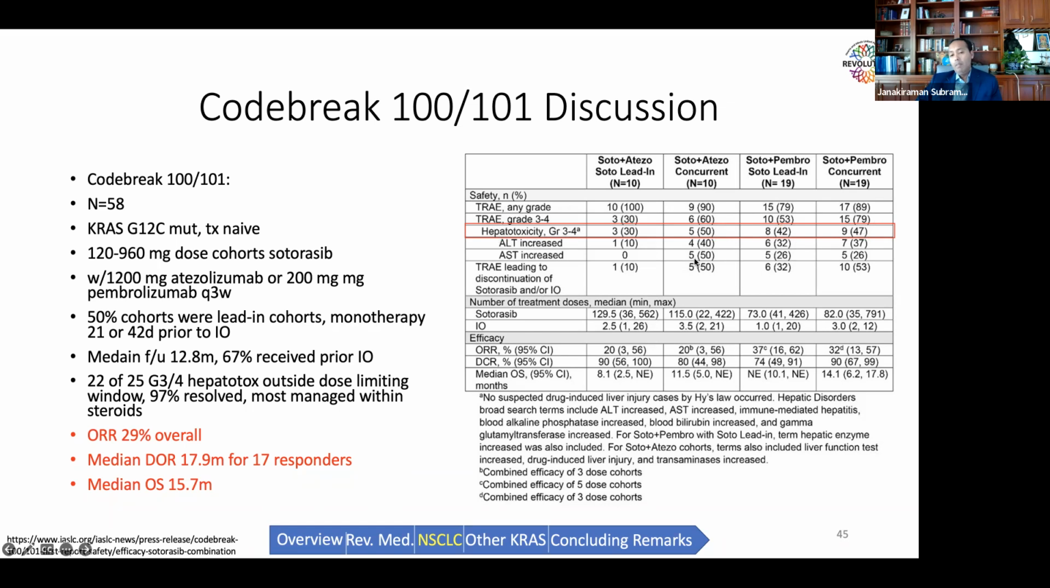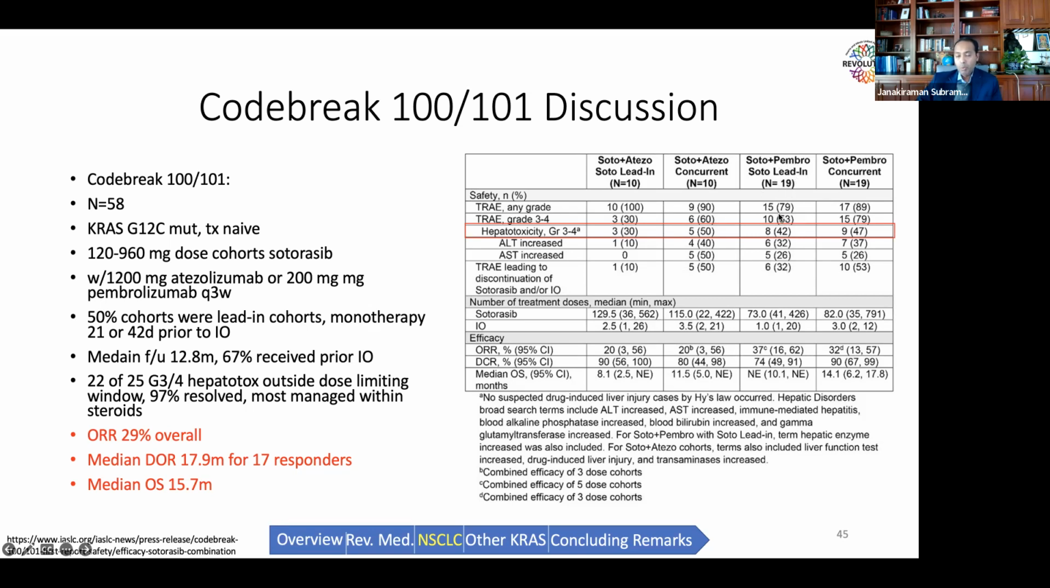But the investigators, when they presented it, did not give up on this combination. A 50% discontinuation rate is too high. But what they said, if you look at the first column where the sotorasib lead-in was done, where they started with the low dose, started them on sotorasib, and then brought atezolizumab on, the rates of hepatotoxicity were lower, and the TRAs leading to discontinuation seemed to be lower. And a similar trend was seen in the other pembro combination arm, which is the third column. And again, it was a lead-in.